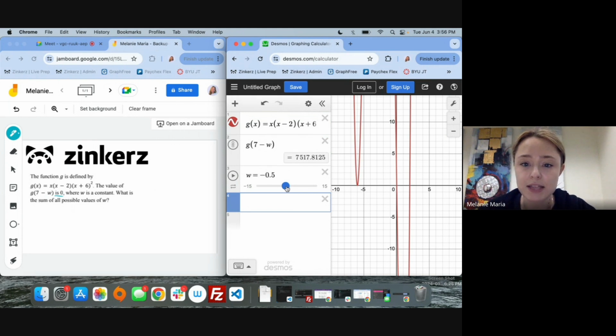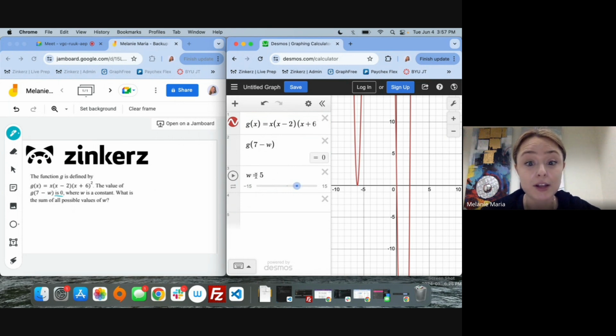So what I notice is that as I move my value of w smaller, so -4, -5, -6, smaller and smaller, I'm getting larger values of g of 7 minus w, right? Here I have 74,000. If I go out even more, 176,000. I'm not getting any closer to 0. In fact, I'm getting further away from 0. So I'm going to try to move the other way. I'm going to move a little bit positive and see what happens to my value of g of 7 minus w. Here I'm back down to 11,000. I'm going to keep going, see what happens. I am getting smaller and smaller, closer to 0.